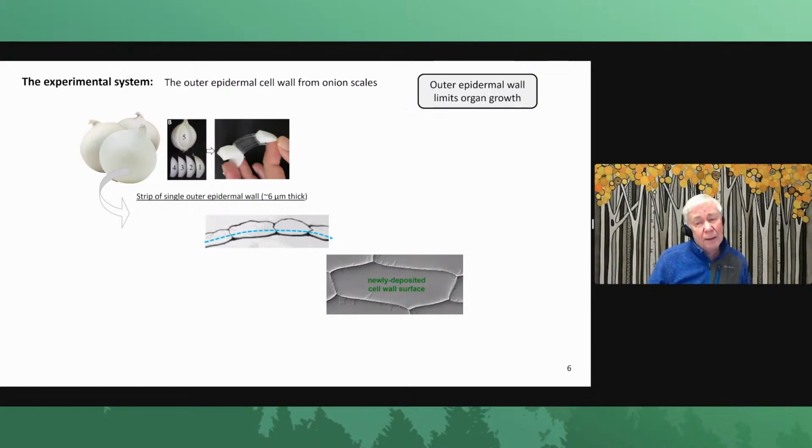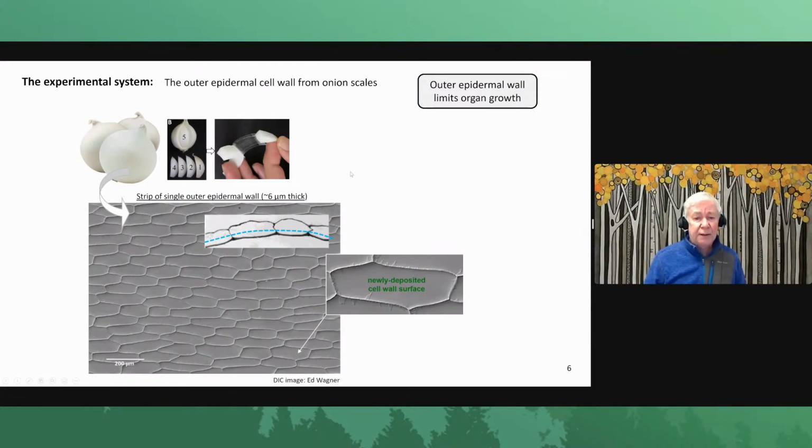And in some ways, it has some of the character of some secondary cell walls. So it's a thickened cell wall and it's a polylamellate cell wall. But chemically, of course, it has some distinctions from classical woody type cell walls. So we found we could peel the onion epidermis in such a way that the epidermal cells split in the middle, and so we get these strips of single outer epidermal cell walls. The strips can be a centimeter or more or larger, and they're only one cell wall thick. So about, in this case, a highly hydrated 6 micrometer thick cell wall.